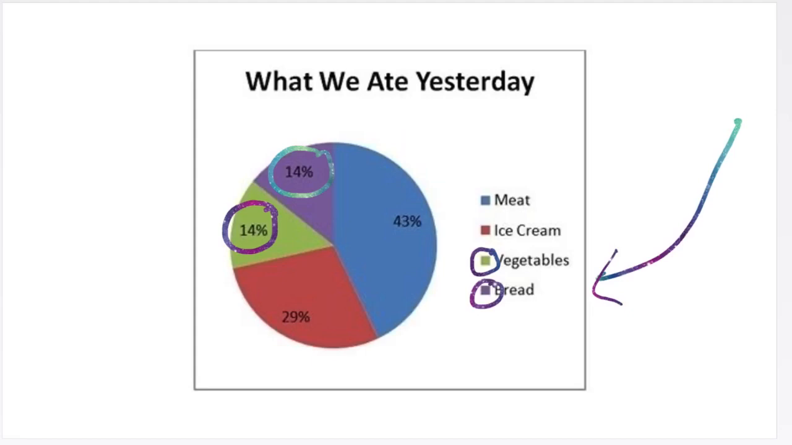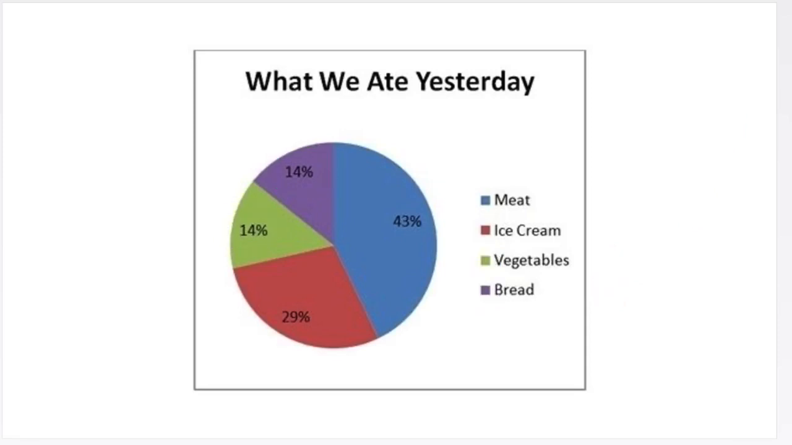Hope that makes sense. Another example of a question you might get is something like, how many more percent in this case had meat than had ice cream. And if you get a question that's how many more, you'll need to do a subtraction. You're finding the difference. So I wanted to know meat and ice cream. So that's blue and red. So it's 43 minus 29.